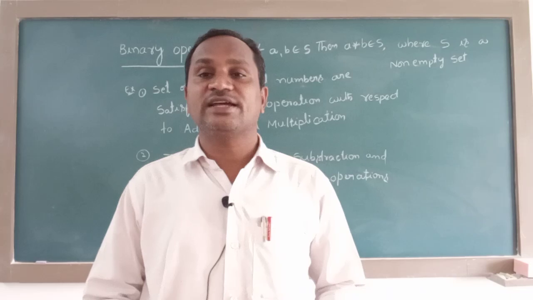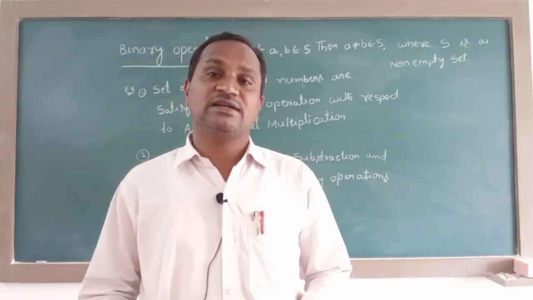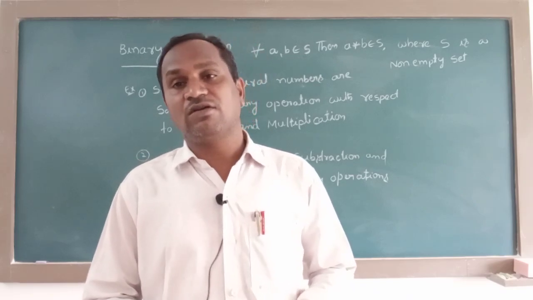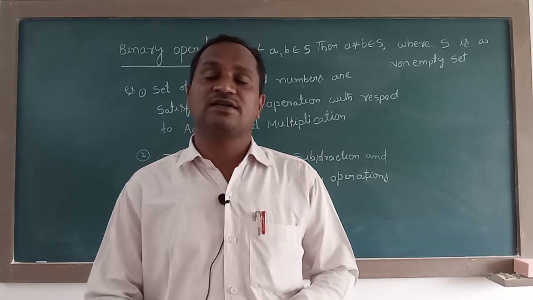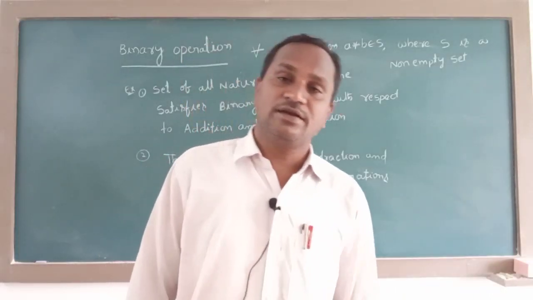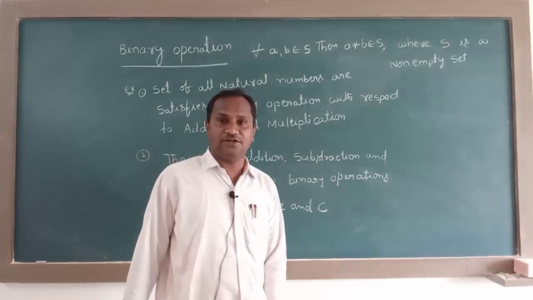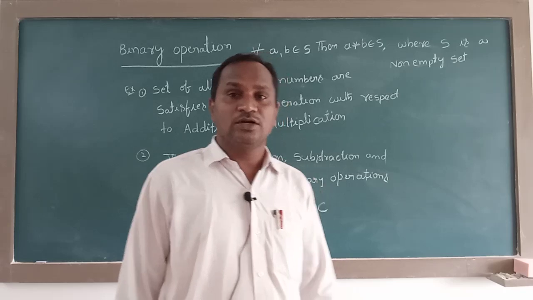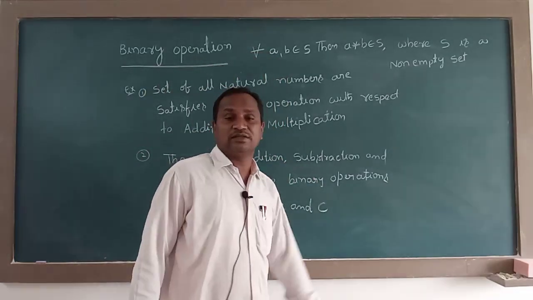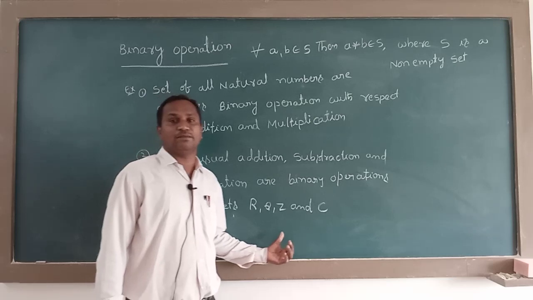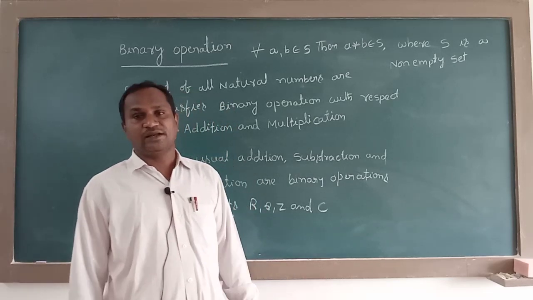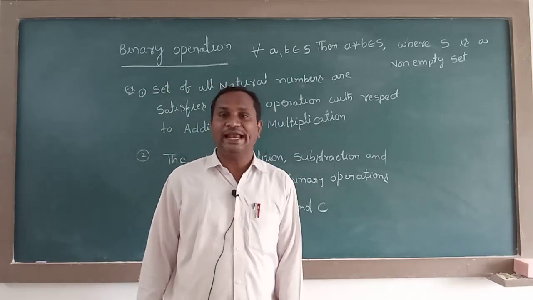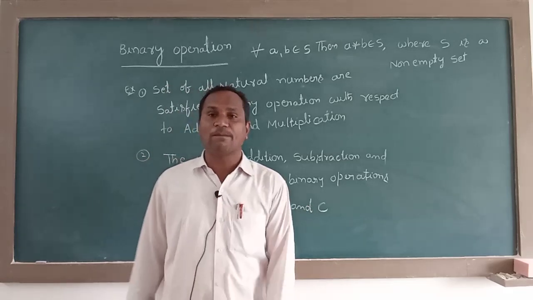The product of any two rational numbers is again a rational number. That's why addition, subtraction and multiplication are always binary operations on the set of all rational numbers. Now one more set is there: Z, the set of all integers. Don't forget these letters: capital R is the set of all real numbers, capital Q is the set of all rational numbers, Z means the set of all integers, and C means complex numbers.